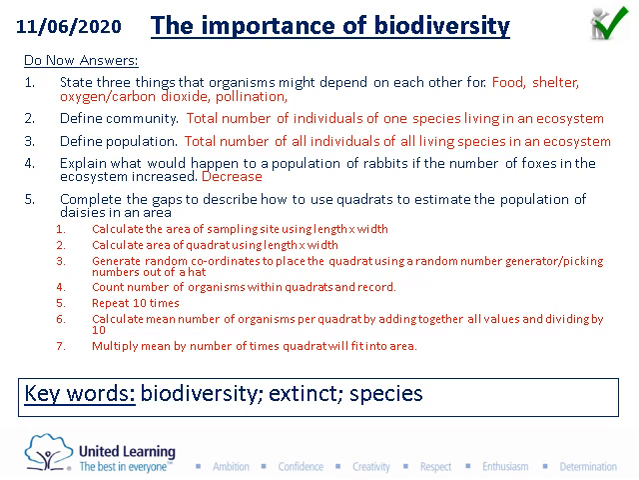Explain what would happen to a population of rabbits if the number of foxes in the ecosystem increased. I've just written the word decrease, but you could have gone into more detail and explained why. You could have talked about the fact that the foxes are predators, the rabbits are prey.